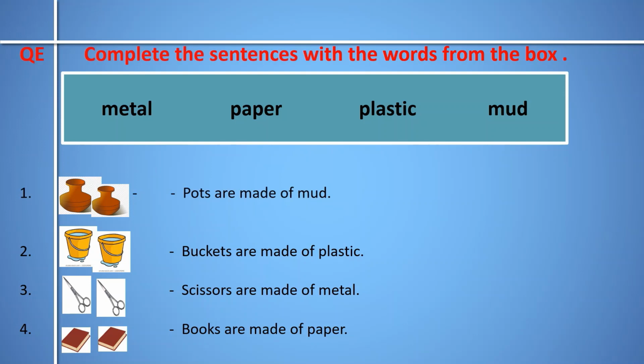You will do this in the next page, question E. Complete the sentences with the words from the box. The clues are given. Pots are made of mud. Buckets are made of plastic. Scissors are made of metal. Books are made of paper.